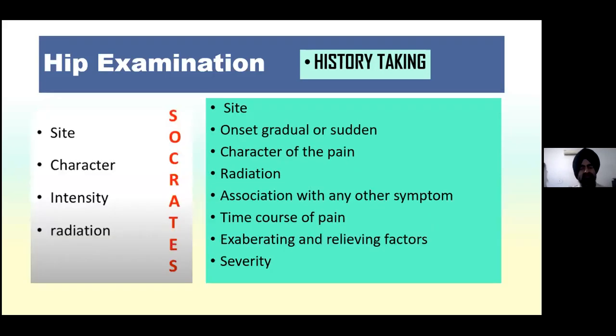Then, as in any pain, we should note the site of the pain, character of the pain, intensity of the pain, and whether it is radiating or not. A common mnemonic to remember about the pain is SOCRATES: site, onset, character of the pain, radiation, association with any other symptoms, time course of pain, exacerbating and relieving factors, and severity of the pain.